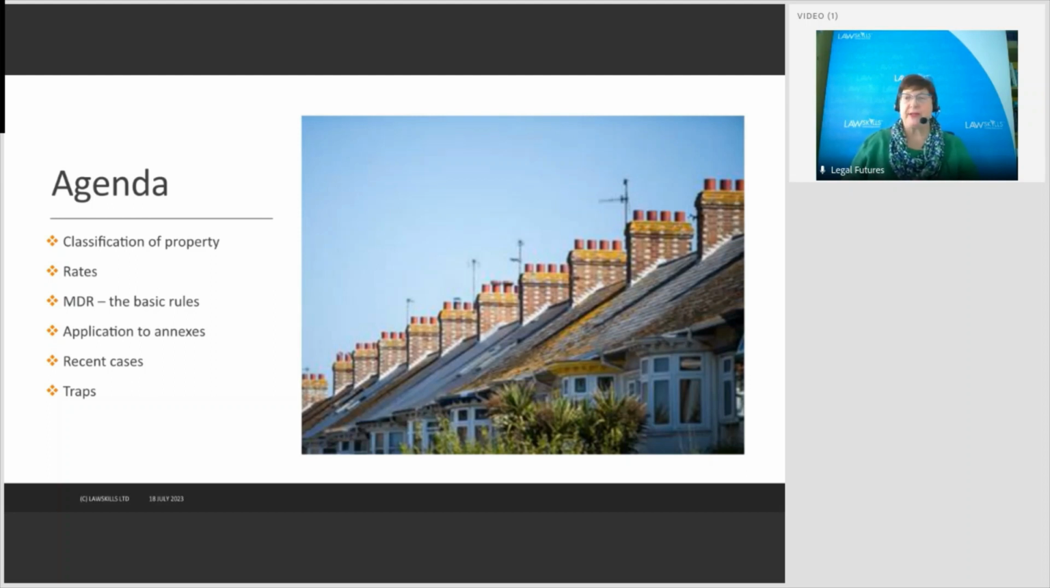The classification of property is the starting point for all discussion about SDLT, and the reason for that is the rates. And then we'll look at the basic rules for multiple dwellings relief and how it applies to annexes, which is where a lot of the cases have been arising from. You'll gather from this that I'm going to put recent cases and traps within the discussion to keep the flow going, rather than have a separate section at the end, so that you understand how these cases have helped inform our understanding of SDLT.